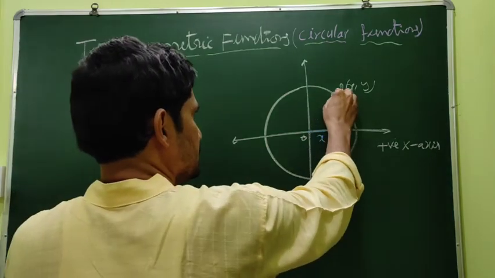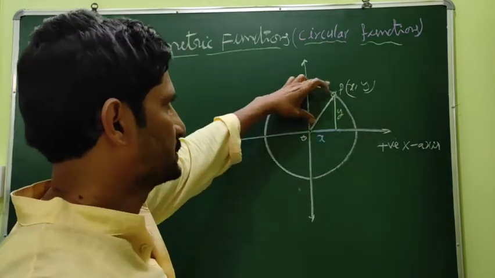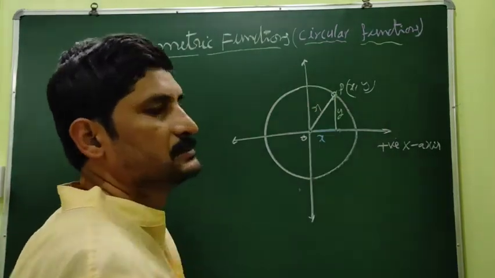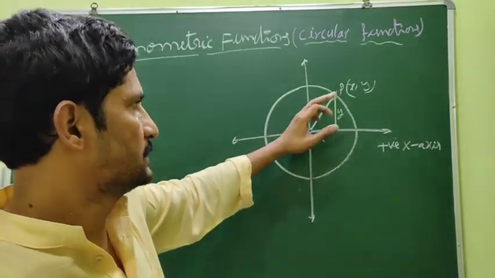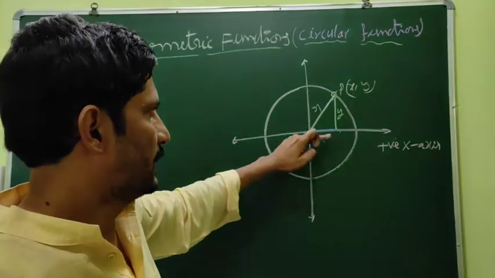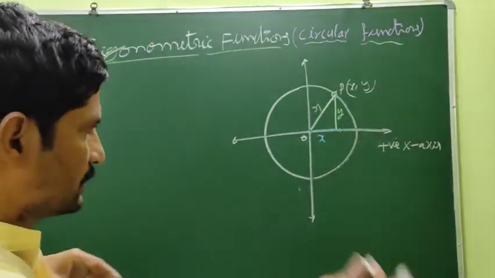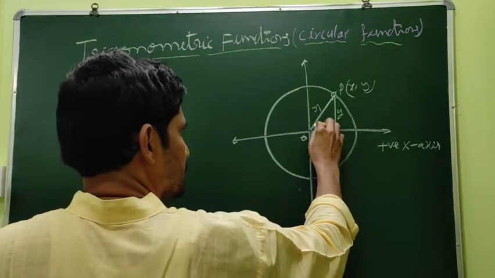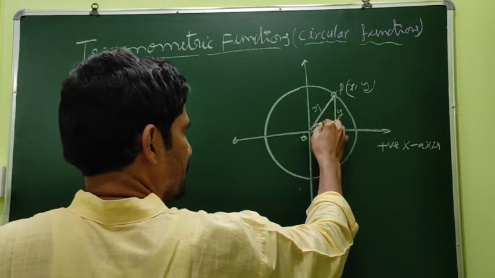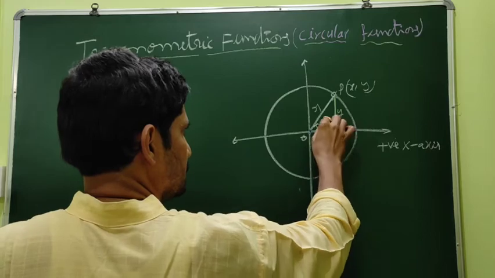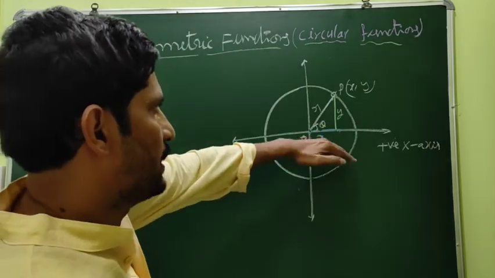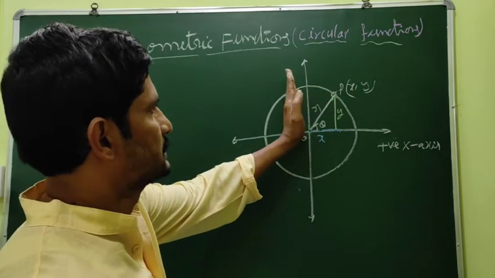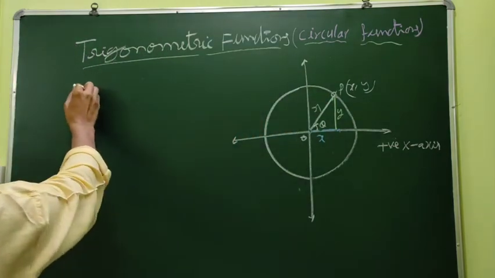Now this is the radius of the circle. Radius of the circle is r. Radius r, x and y. Now define the trigonometry. This is angle theta. Angle theta is from the x positive axis to this terminal line. This terminal line is the angle.